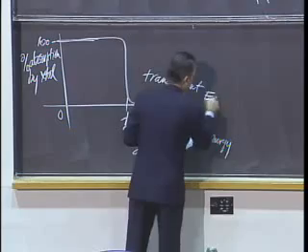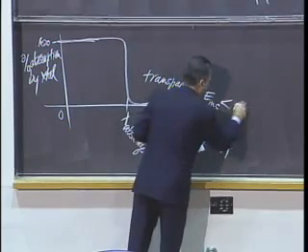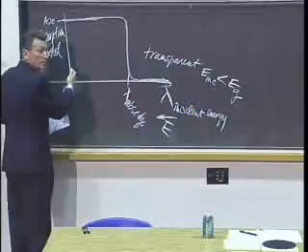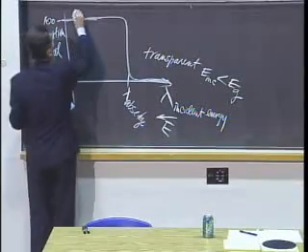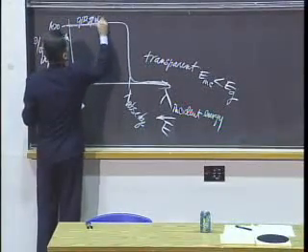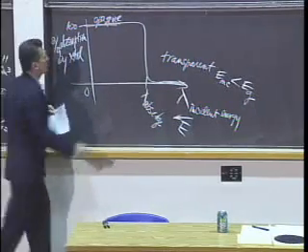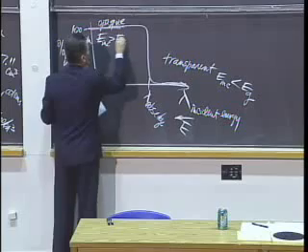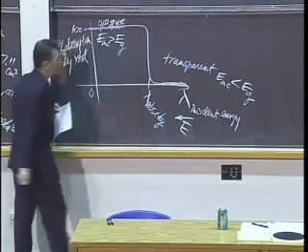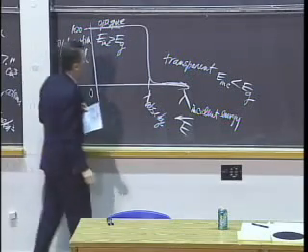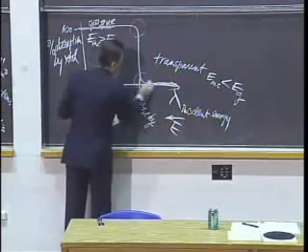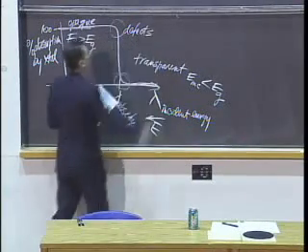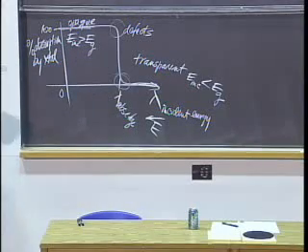Transparent because E incident is less than E of the band gap. And at high energies, the material appears opaque. It's absorbing because here E incident is greater than E of the band gap. And this roundedness here is due to defects. It's not a perfectly sharp edge.